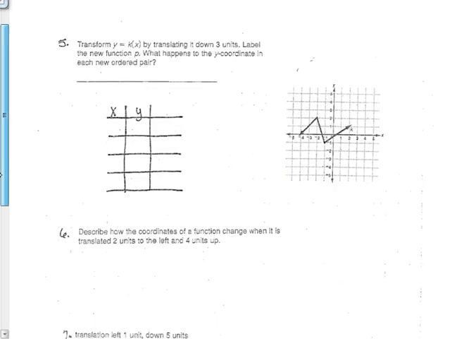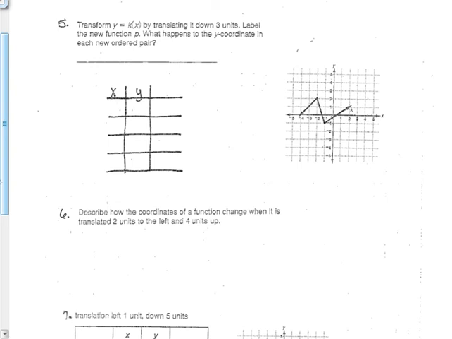So let's take another one here. Let's do this one on number 5. Y equals k of x by translating it down 3 units. Label the new function p. What happens to the y coordinate in each new ordered pair? Okay, so we'll actually keep this in.